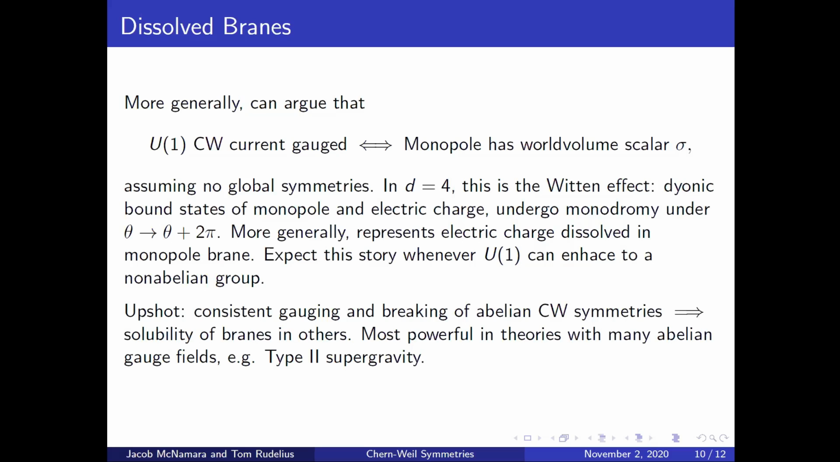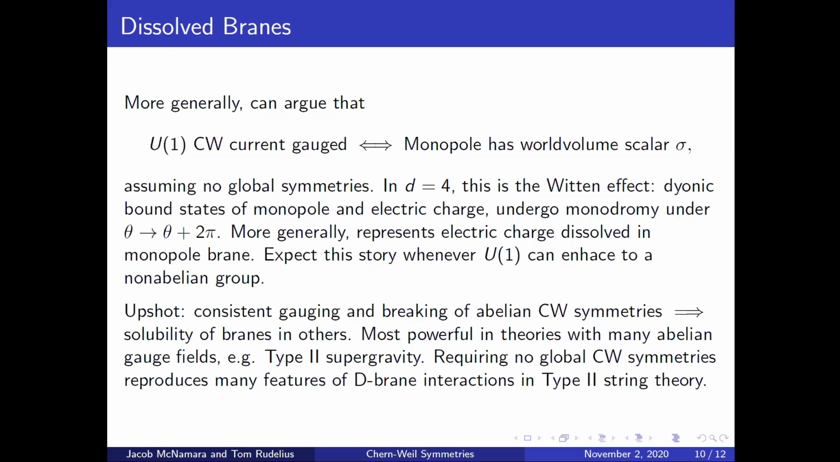Type II supergravity has all the Ramond-Ramond gauge fields. These are various higher form abelian gauge fields. And what we find is that requiring the condition of no global Chern-Weil symmetries ends up reproducing a lot of features of D-brane interactions that we're familiar with in type II string theory. I don't know that we can reproduce every feature of D-brane interactions, but we get a lot of cascades of which branes can end on branes. And I think it's pretty nice that we can argue for this from the condition of no global symmetries.